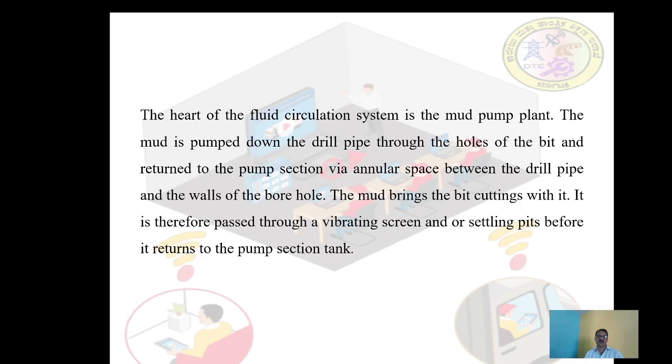The mud is pumped down the drilling pipe through the holes of the bit and returned to the pump section via the annular space between the drill pipe and the bore wall. The mud brings the bit cuttings with it. It is therefore passed through a vibrating screen and or settling pit before it returns to the suction tank.